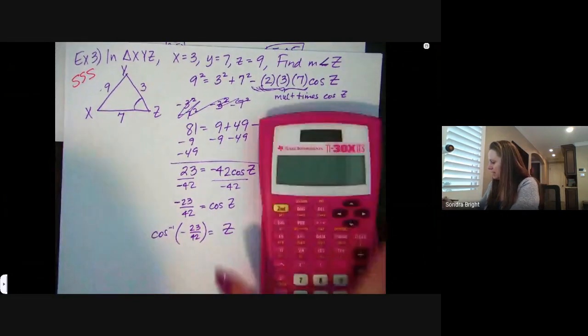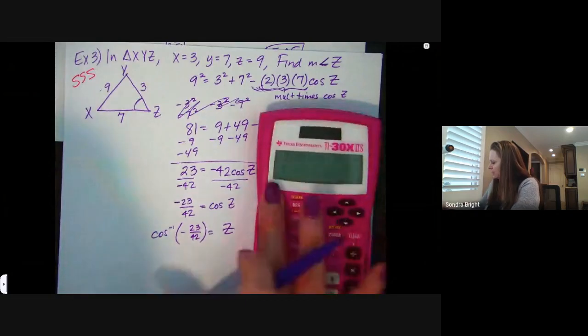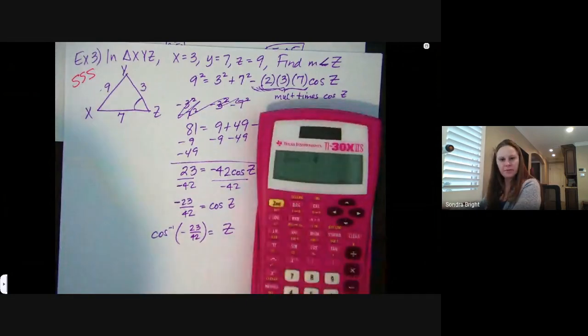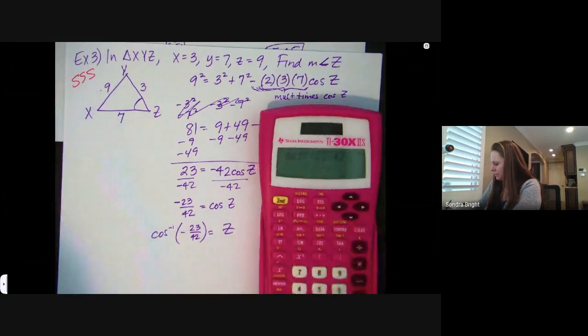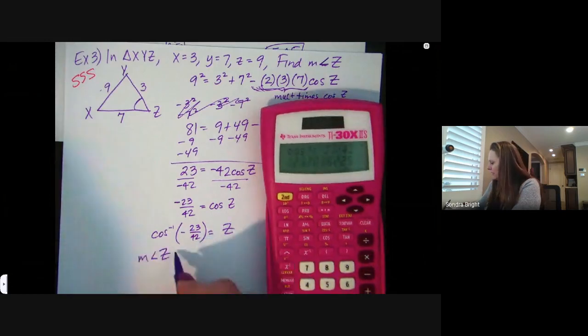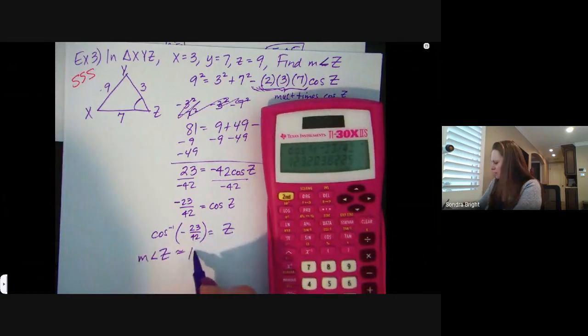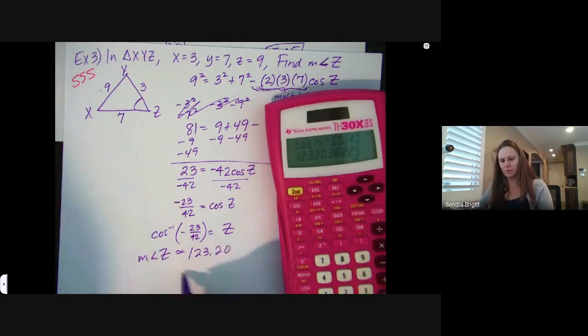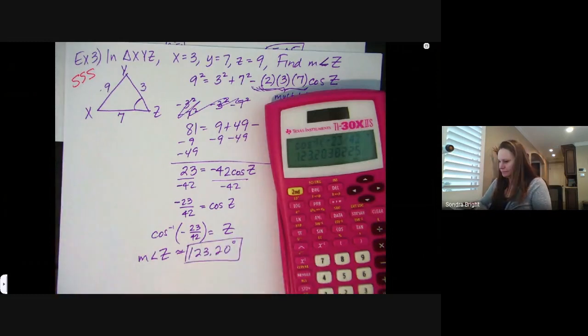Inverse cosine, I'm still in degree mode, of negative 23 divided by 42. And I get that the measure of angle z is about 123.203. So to 2 decimal places, I would put 123.20. Don't forget your degree symbol, otherwise you're in radians, right? Okay. Try one on your own.